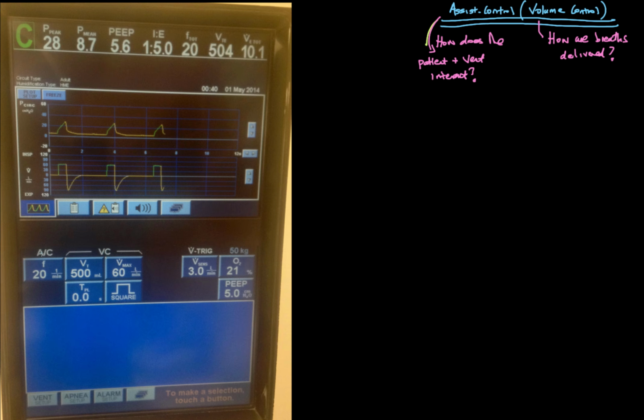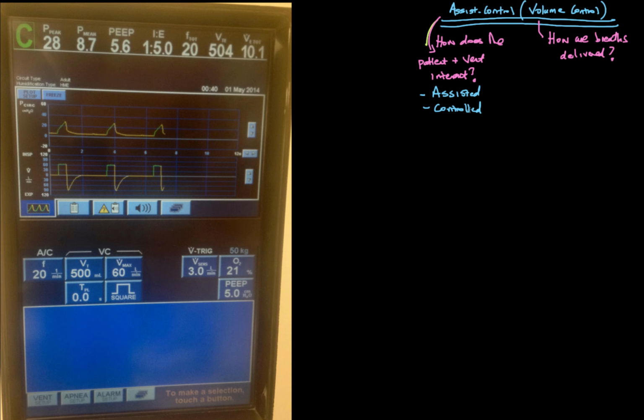And we can see here that this is our AC, assist control, and volume control. So our two types of breaths are assisted breaths, right? And controlled breaths. So if you don't know the difference between those two, go back to that first video on assist control ventilation, and there's an explanation there.